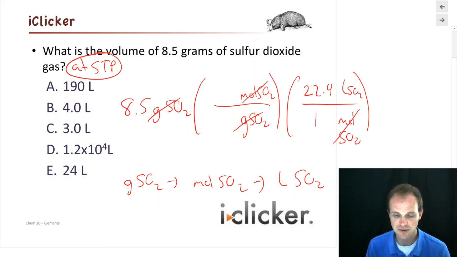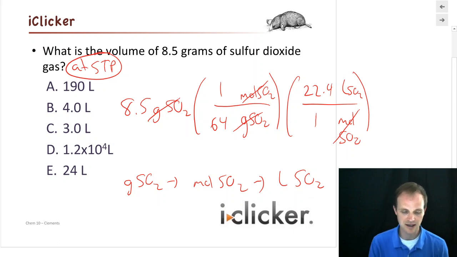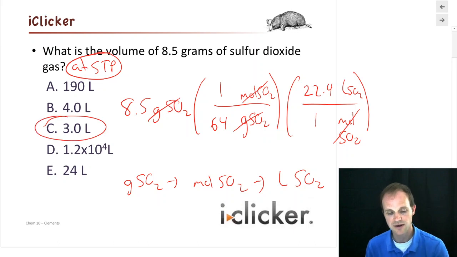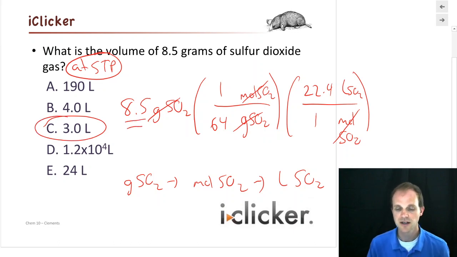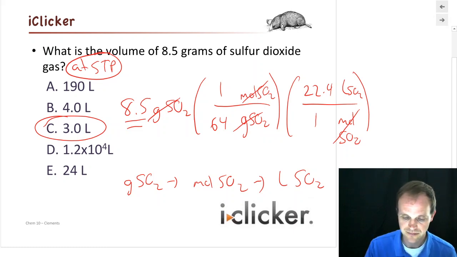Here, SO2, what are we going to do? We're going to find the molar mass of SO2. It's 32 plus 32 is 64 grams in 1 mole. You can look that up yourself. So what do I do? I take 80.5, I divide by 64, I multiply by 22.4, and I get 2.975, or 3.0 liters from my 2 sig figs up here. So that's how we do grams to volume.